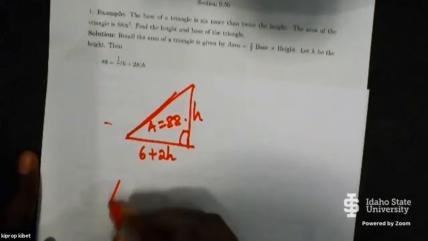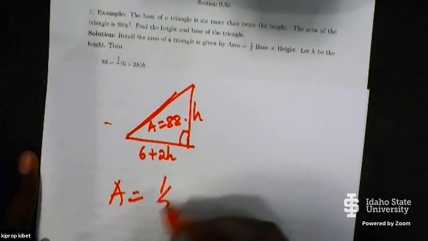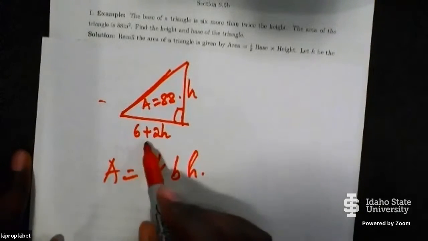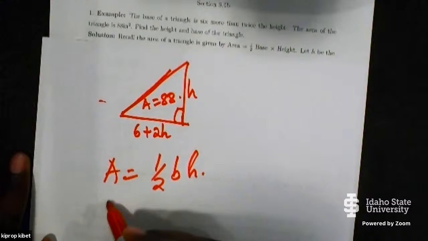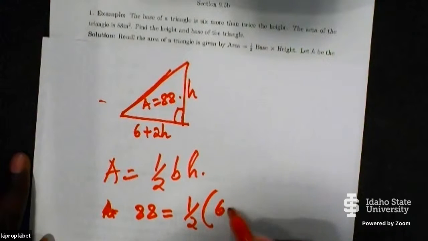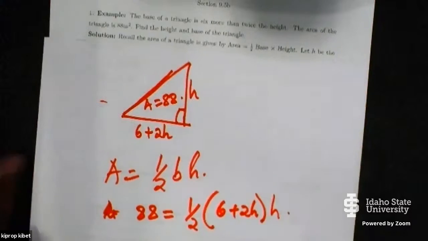So our area of a triangle is what? Half base times the height. Our base is 6 plus 2h. So the area, which is 88, equals 1 over 2, our base is 6 plus 2h, and then our height is h.